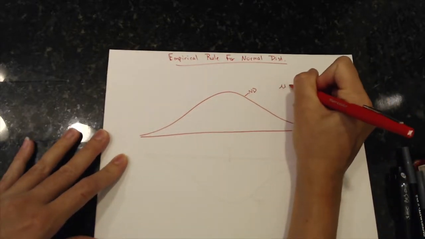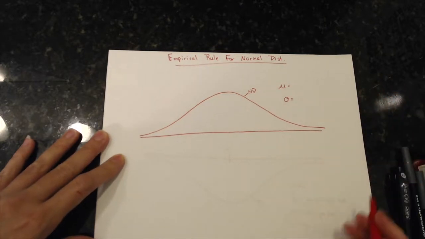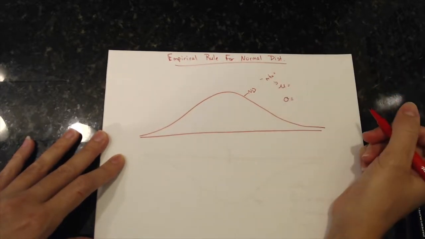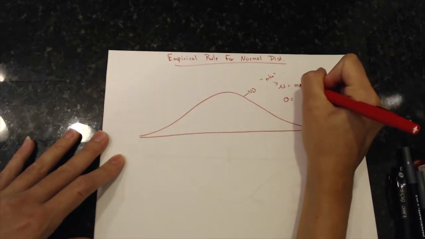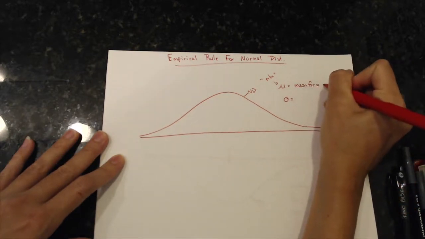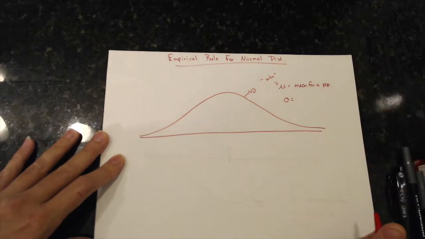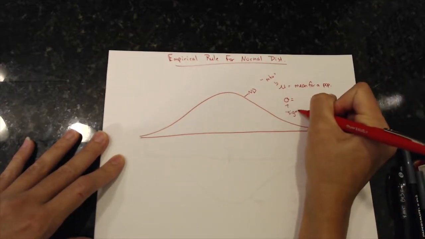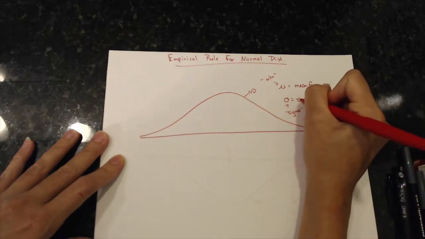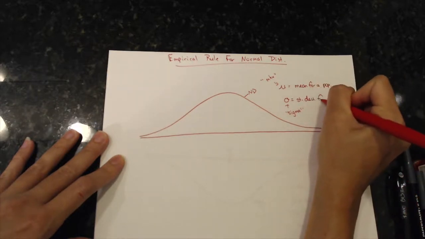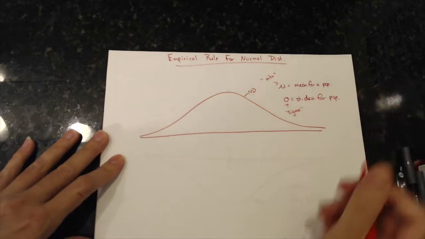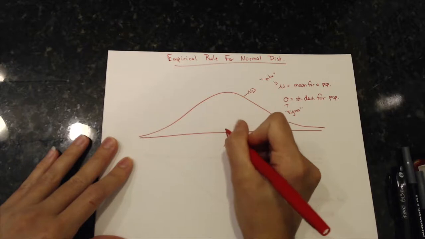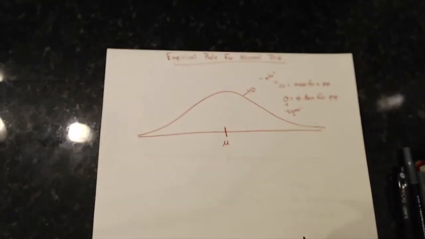Now another little reminder, we have two symbols that you see often in statistics. This one is a Greek letter called mu, and it represents the mean for a population. Pop is population. And this is the Greek letter called sigma, and it represents the standard deviation for a population. Okay, pop, population.